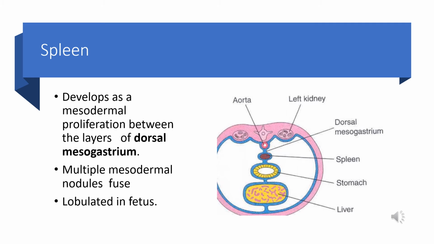Now we'll take a quick look at the development of the spleen. We have already studied that the spleen develops as a mesodermal proliferation or thickening between the layers of the dorsal mesogastrium. Initially, multiple mesodermal nodules are formed, which eventually fuse to form the spleen. And because of this reason, the spleen may be lobulated in the fetus.